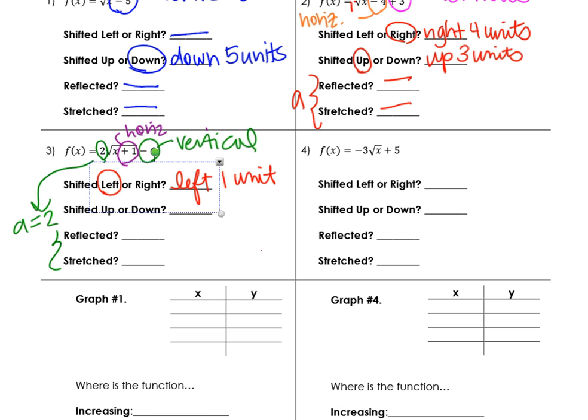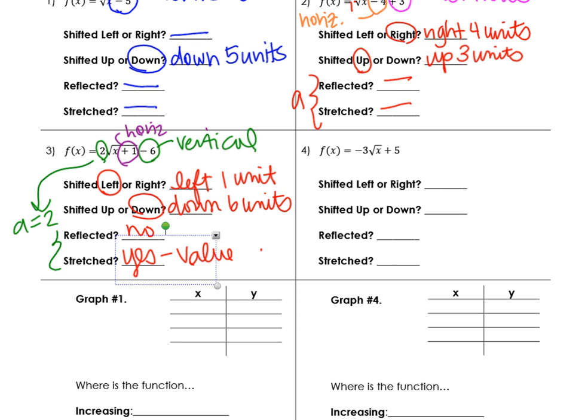Shifted up or down, well, let's see. We have a minus 6. Sorry, my screen's not wanting to work with me here. Who's surprised? Oh, just kidding. We have a minus 6, so we're going down 6 units. Now, is it reflected? Well, a is positive, so no. And is it stretched? Yes, because a is something other than 1. So yes, it's stretched by a value of 2.